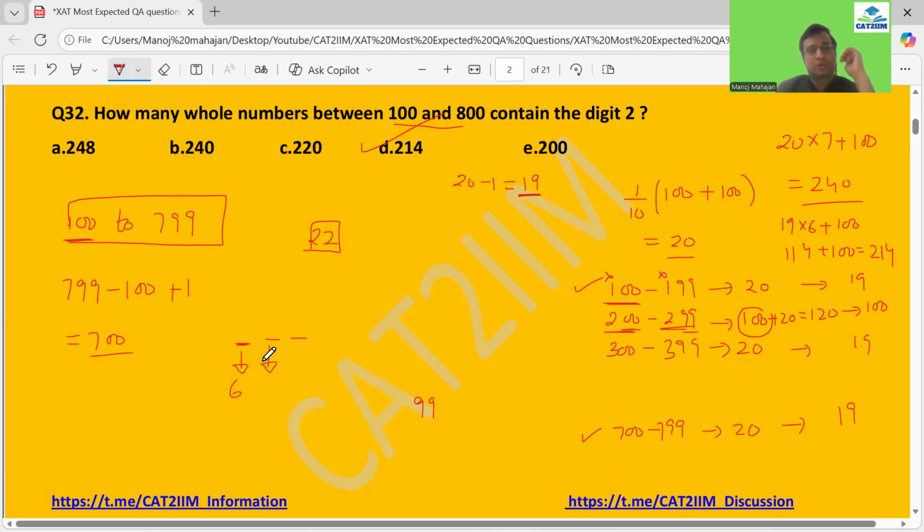And of course, we cannot use 2 over here. So 0 to 9, there are 10 digits. 2 I'm not using. Of course, 8, 9 you can use over here, the tens place. So 9 choices, and this also 9 choices. So these are all the numbers in this range, including 100 out here, which do not have the digit 2.